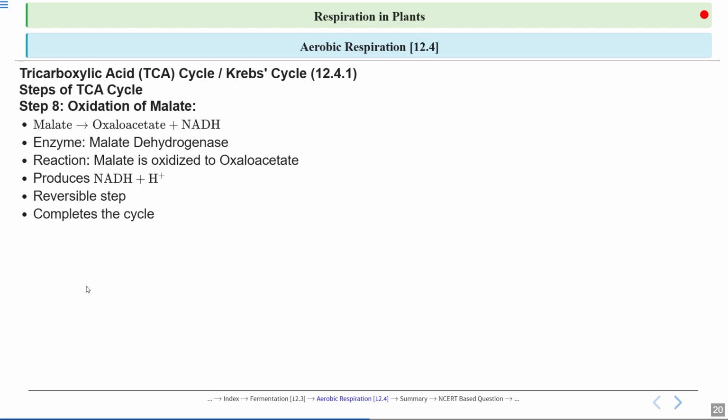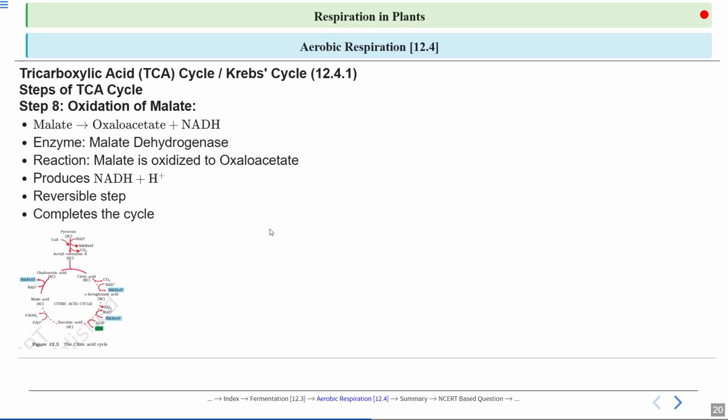And this step completes the cycle, meaning that the TCA cycle is finished and ready to start again. So oxaloacetate is regenerated so it can again combine with acetyl coenzyme A and begin the cycle again. So this is a continuous process and this is what keeps the cell's energy supply steady.